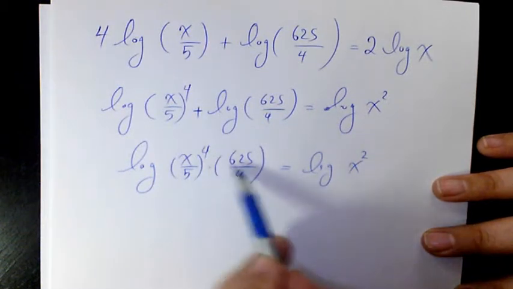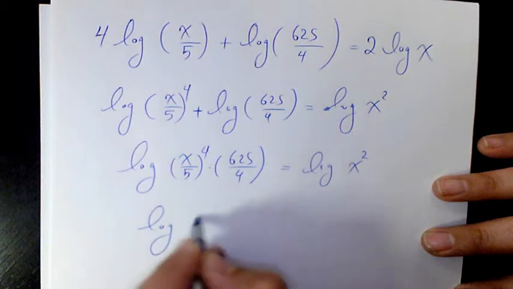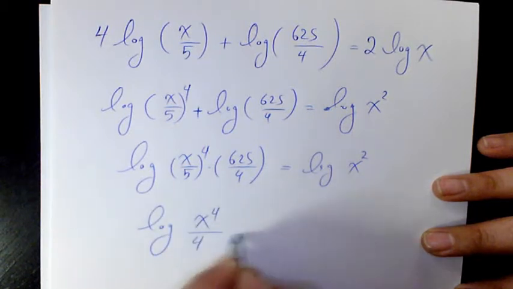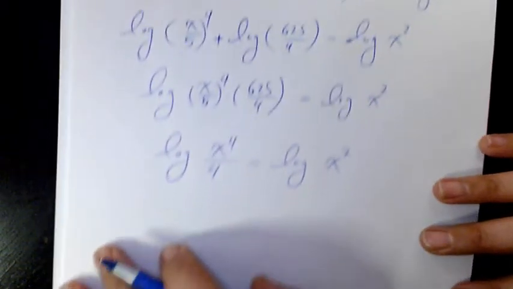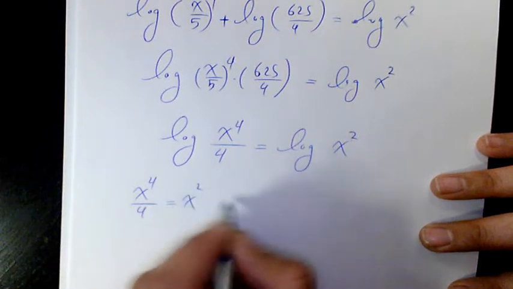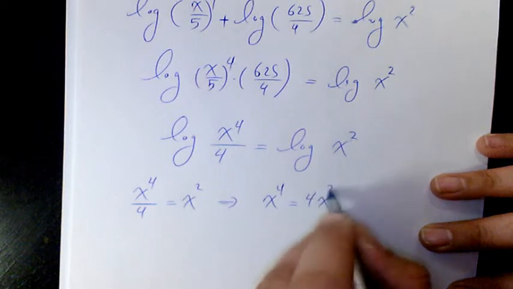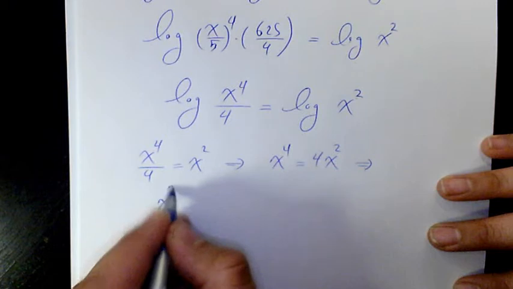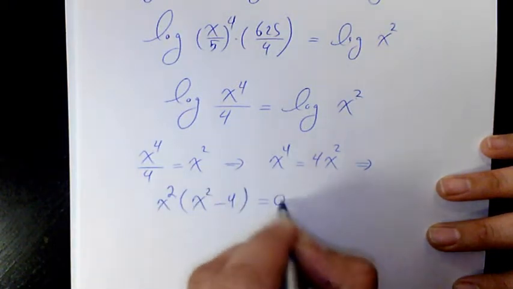5 to the power 4 is going to be 625, so they cancel out, and we're going to have x to the power 4 divided by 4 equals log x squared. So x to the power 4 over 4 equals x squared. So we have x to the power 4 equals 4x squared. Therefore I can say x squared minus 4 equals 0.